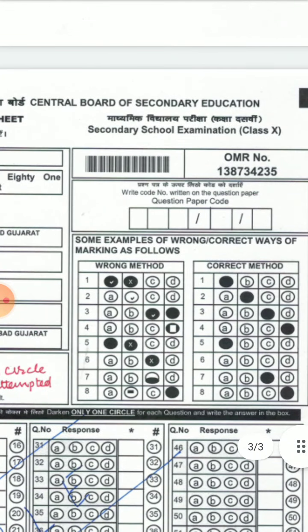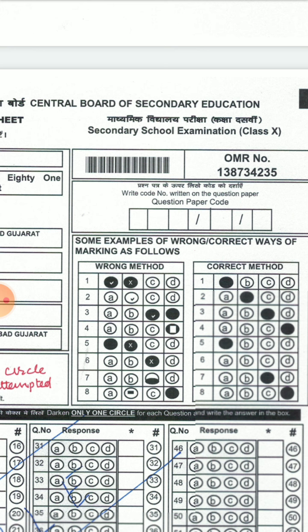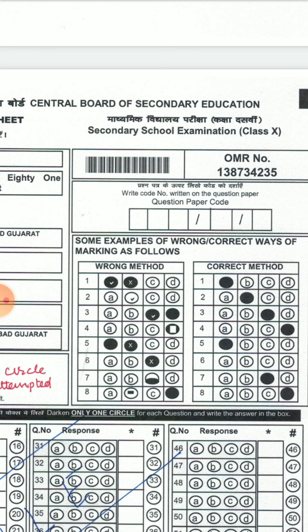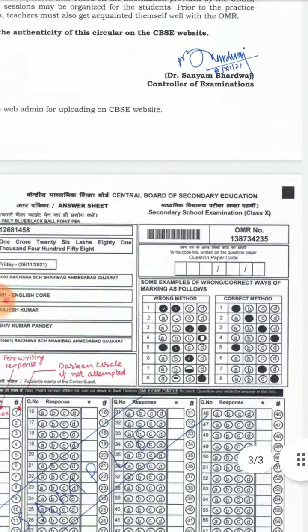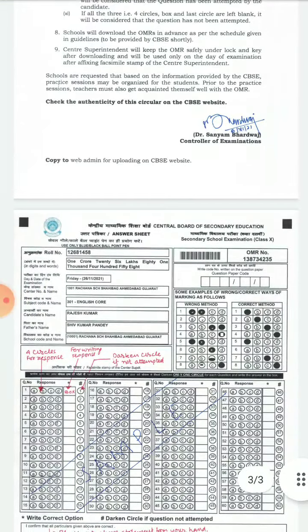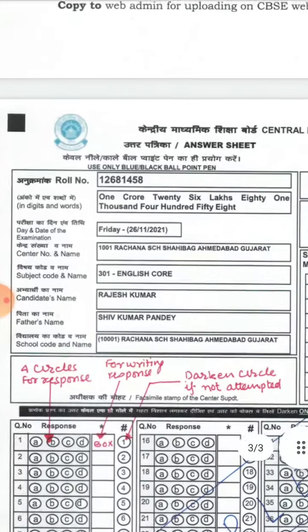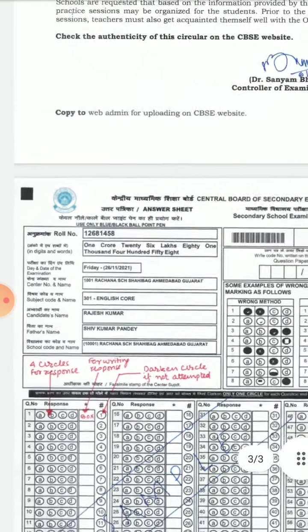Here you can see the place for the question paper code is given in this box. You have to write the question paper code, which is on the question paper you will receive from the invigilator. At the top right corner of that question paper you can see the question paper code, and you should write it very carefully.